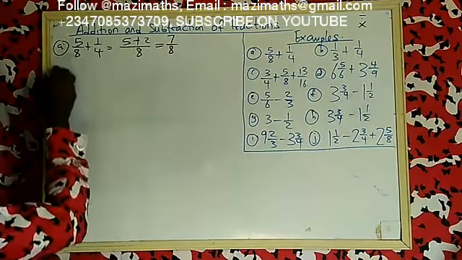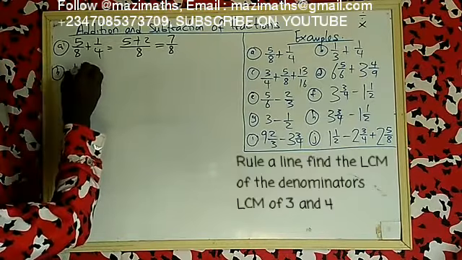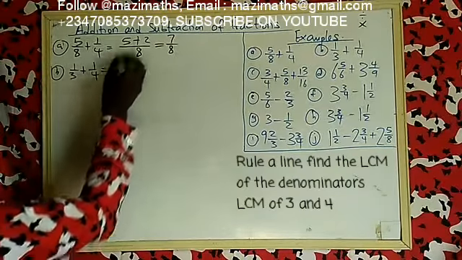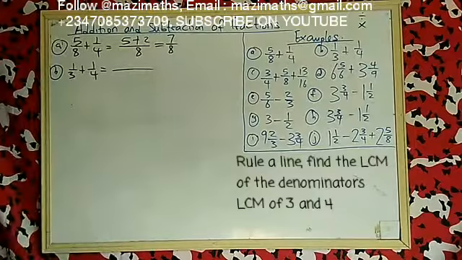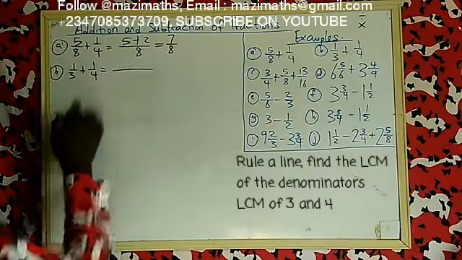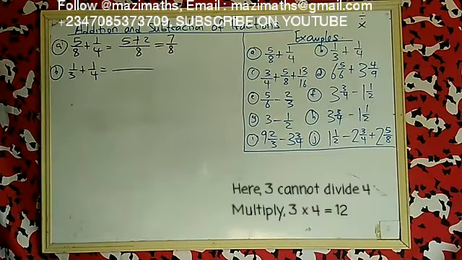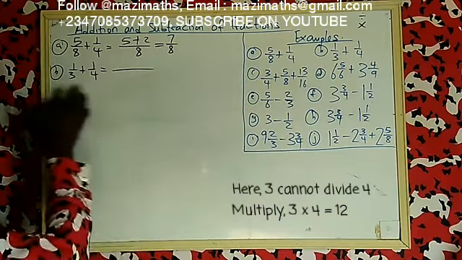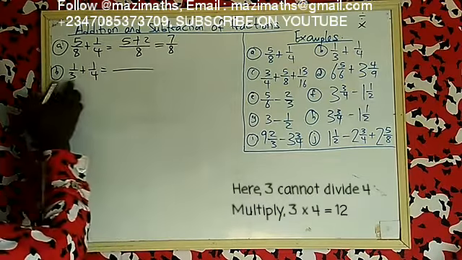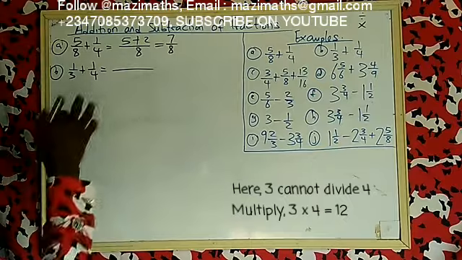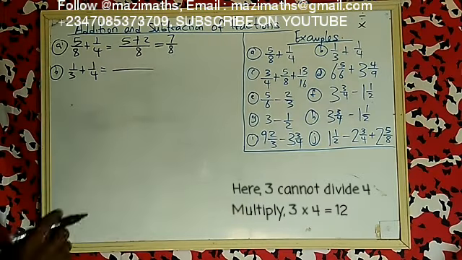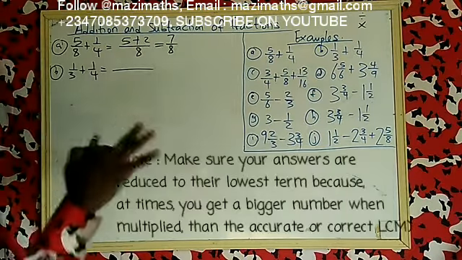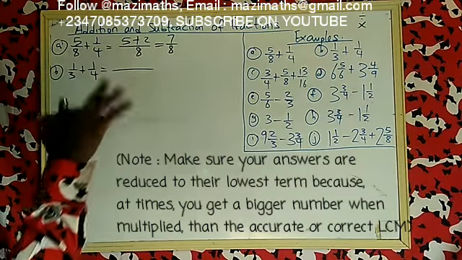Now move to the second one where you have 1/3 plus 1/4. Like we did here, you look for the LCM first. Now, can 3 divide 4? No, 3 no divide 4. So in this case, you look for the LCM or you can multiply. Okay, but if you multiply, at times you get a number that passes the normal LCM. So in such a case, just make sure you divide it to its lowest term.